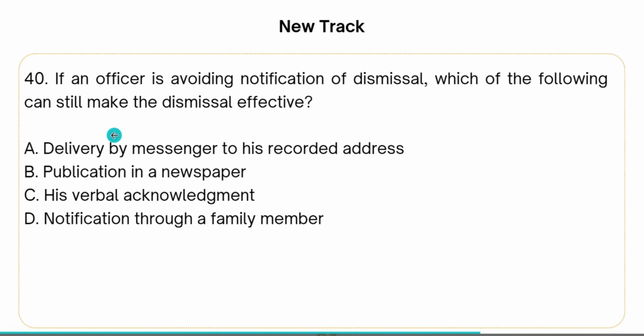Question number 40. If an officer is avoiding notification of dismissal, which of the following can still make the dismissal effective? A. Delivery by messenger to his recorded address. B. Publication in a newspaper. C. His verbal acknowledgement. D. Notification through a family member.